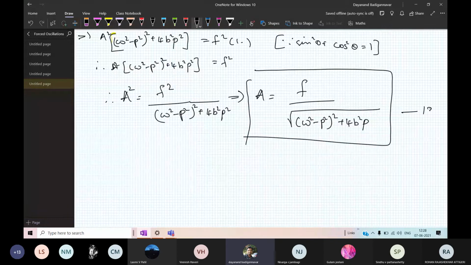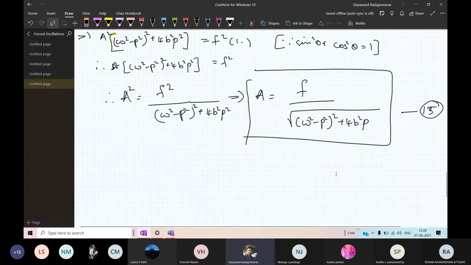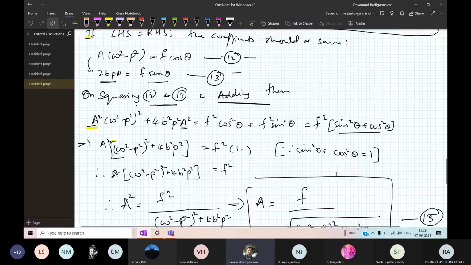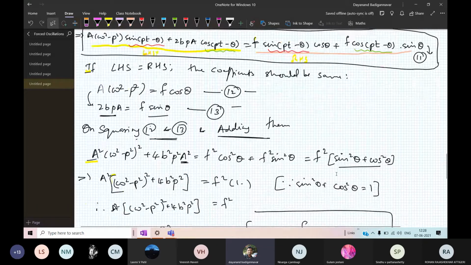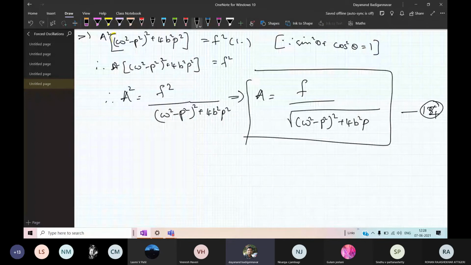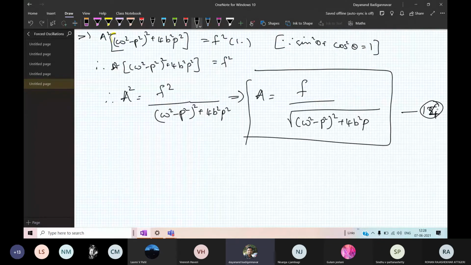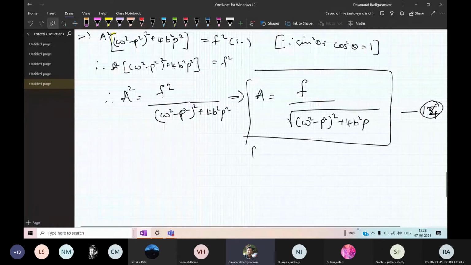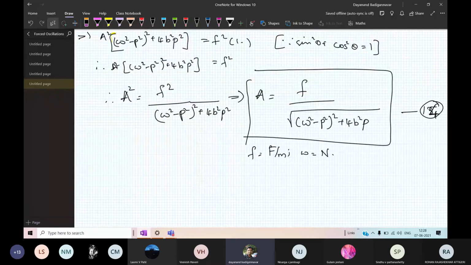So I'll take this as equation number 14. Okay. Now here A is dependent upon F, which is equal to force per unit mass. Omega is the natural angular frequency. P is there. What is this P? P is the angular frequency of the applied force.